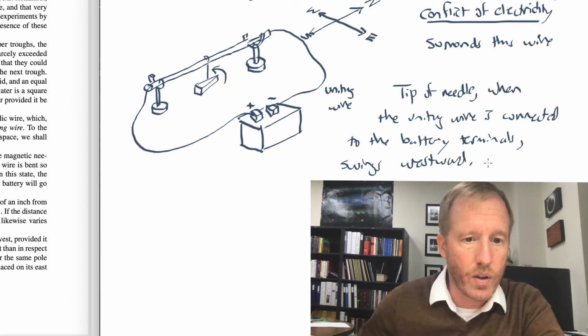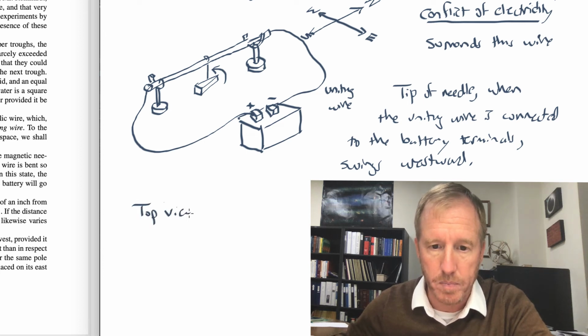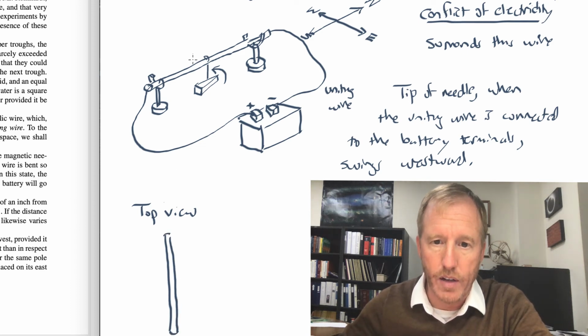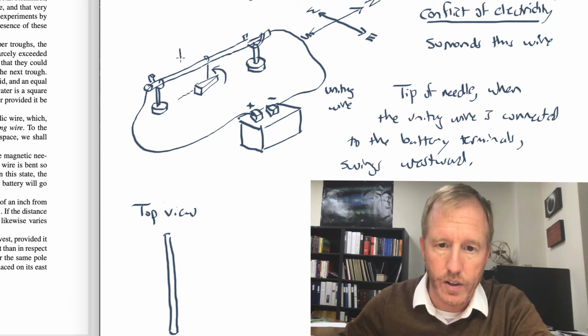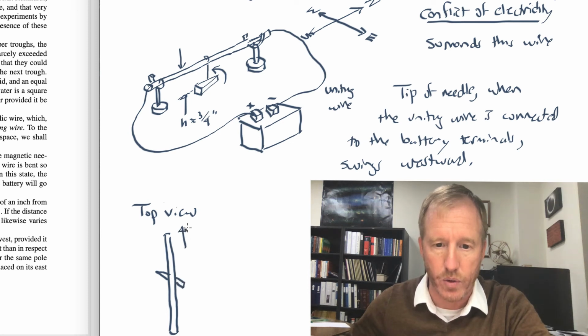All right, he says also that this happens if the distance of the uniting wire does not exceed 3/4 of an inch from the needle. The declination of the needle makes an angle of about 45 degrees. So if I were to look at this from the top, so let's look at a top view of this uniting wire. All right, and if this distance between here and here, I'll call that distance H, the height is around 3/4 of an inch. Okay, so that's 3/4 of an inch away. That being the case, he says the angle between the needle and the northerly direction, so that's the northerly direction, will be about, so that angle right there, he says is about 45 degrees.